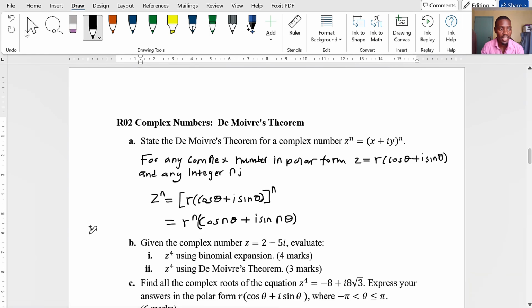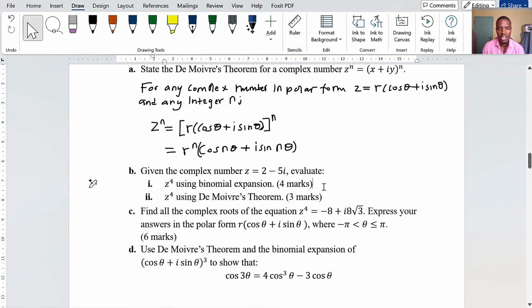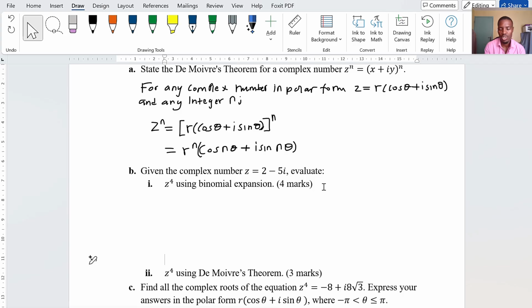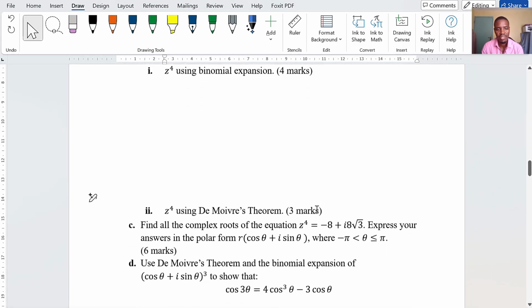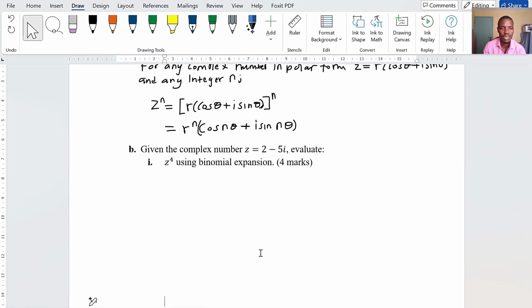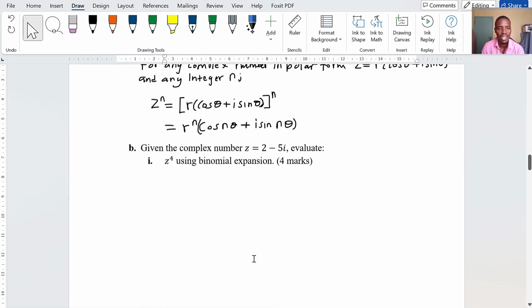Now we are going to apply this in the next question. We are asked to use binomial expansion, then we'll prove that using de Moivre's theorem. All right, so there's work to be done here. Let me give space for that. Now, using binomial expansion, we have Z power 4, where our Z is 2 minus 5I. Now we want to expand this using binomial expansion to power 4.